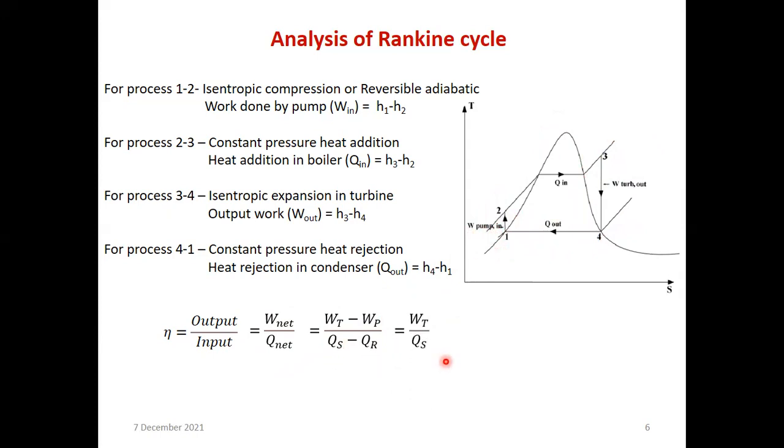In general, we will neglect the pump work, and we will neglect the condenser heat rejection. That's why it can be denoted as the work output at the turbine divided by the heat supplied at the boiler. This is the final expression, which can be obtained as H3 minus H4 for the turbine, and Q supply at the boiler means H3 minus H2. So this is the efficiency of the Rankine cycle. In the next slides, we will discuss its performance analysis to improve the Rankine cycle. There are basically some technologies to improve the efficiency. We'll discuss that in our next slide.